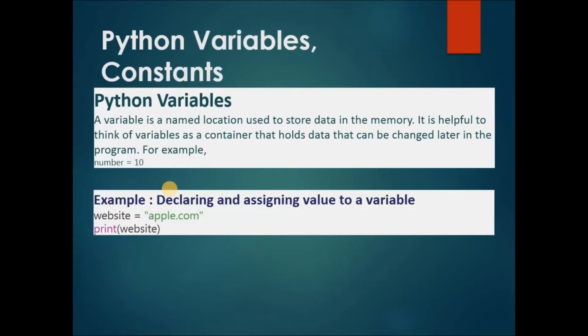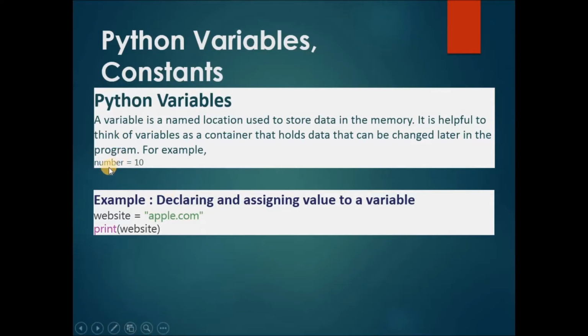Okay, so now see Python variables and constants. You have to know about variables, we have already discussed them before, so again I am going to tell you. A Python variable is a named location used to store data in memory. It is helpful to think of a variable as a container that holds data that can be used later in the program. For example, number = 10.